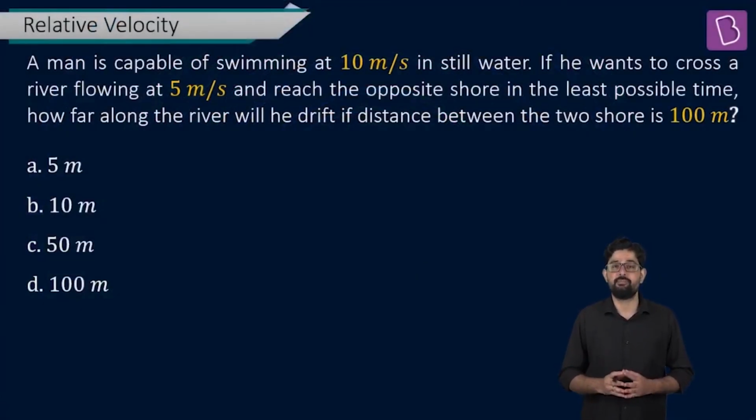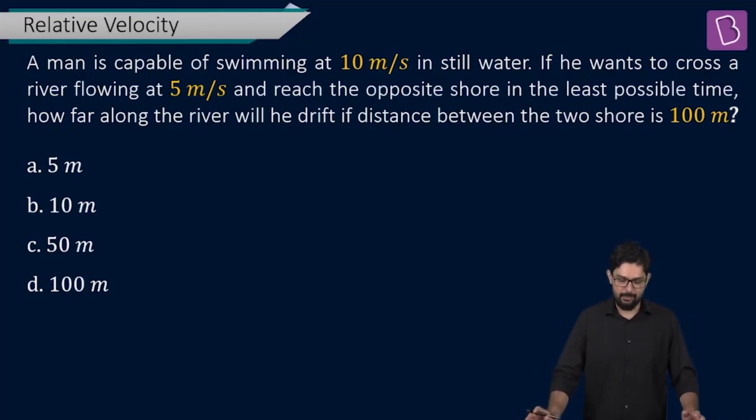Now let's solve this question based on relative velocity. I'm sure you would have solved a lot of questions based on a swimmer crossing the river, the shortest time, shortest path, drift, and so on and so forth. So let's revise those concepts once again in this case.